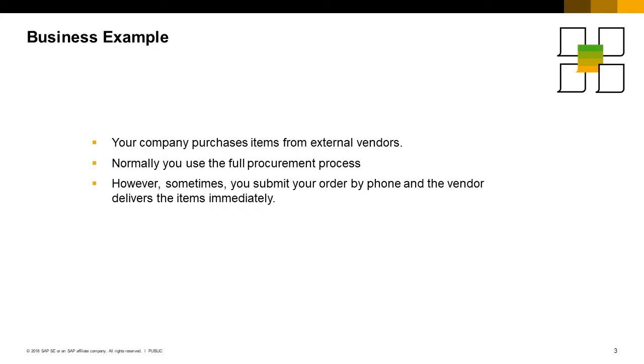Imagine that your company purchases items from external vendors. Normally you use the full procurement process. However, sometimes, you need items right away. You submit your order by phone and the vendor delivers the items immediately. For the expedited process you do not use the full purchasing process, instead you use just one purchasing document to keep the process as simple and quick as possible.